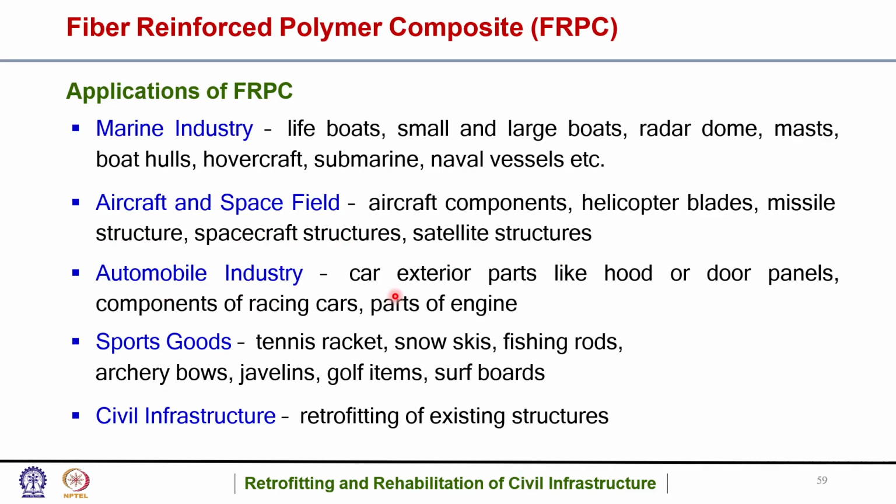In the automobile industry, they are used in car exterior parts like hood or door panels, components of racing cars, and parts of engines. In sports goods, they are used in tennis rackets, snow skis, fishing rods, archery bows, javelins, golf items, surfboards, etc. And in civil infrastructure, which is of importance to us, they are used for retrofitting of existing structures.